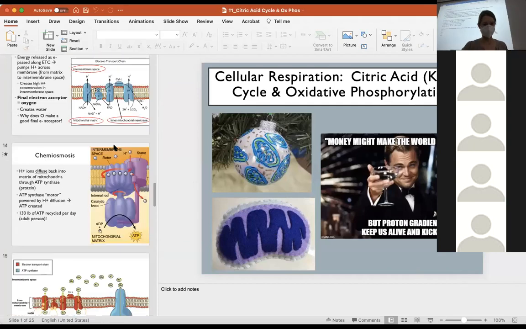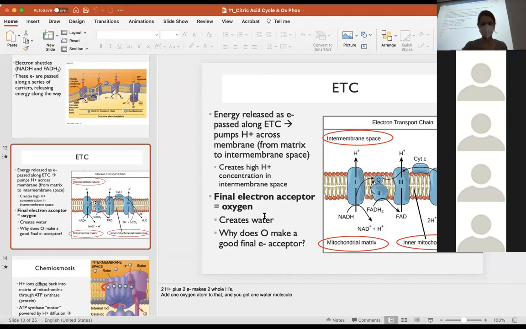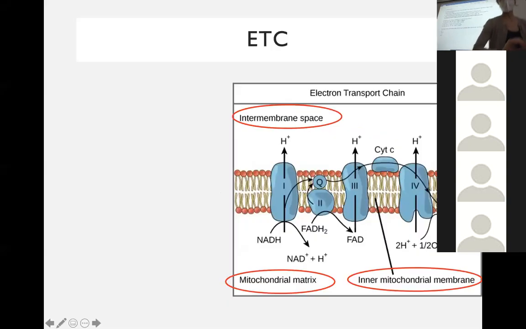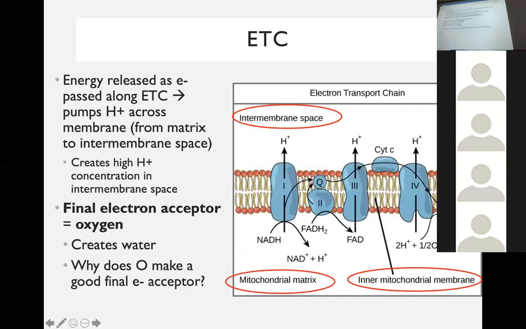Of oxidative phosphorylation. Let's go to this last slide we were on. Okay, so I think this is where we ended. We didn't get into the last chemiosmosis step. So as a reminder, this final step called oxidative phosphorylation has two little substeps within it.